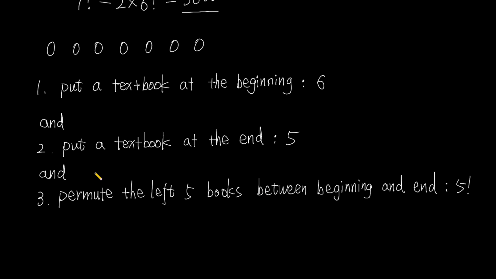Then we use the product principle to multiply the choices for step 1, 6, multiply the choices for step 2, 5, multiply the choices for step 3, 5 factorial. And this also equals 3600.